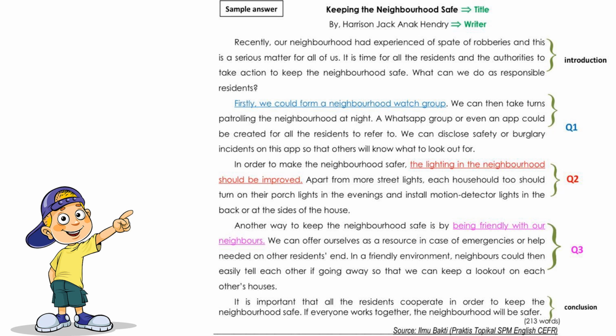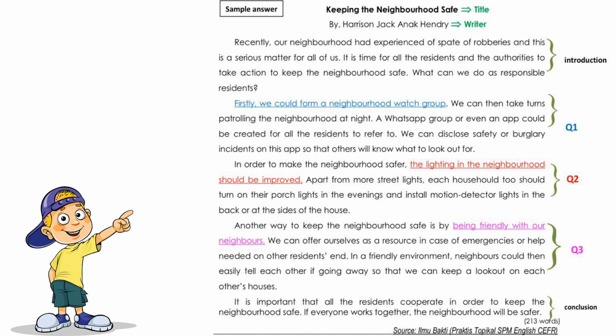This article begins with the title, Keeping the Neighborhood Safe, followed by the writer, Harrison Jack Anak Henry. There are a total of 5 paragraphs. The first paragraph is the introduction. The second, the third, and the fourth paragraphs are the body part. And the last paragraph is the conclusion. The highlighted sentences are based on the 3 questions from the writing task, which is the thesis statement that refers to the main points of each paragraph.